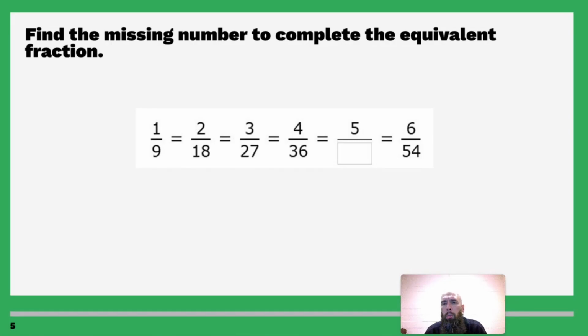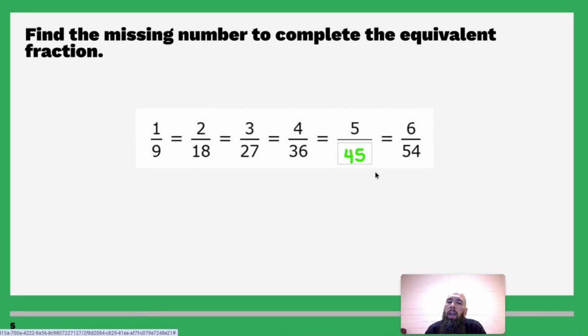Now we're going to find the missing number to complete the equivalent fraction. So we're going to need to do some pattern building here. Each of these goes up by 1: 1, 2, 3, 4, 5, 6. I can handle that. Each of these are doubled. Not doubled, no. Oh no, I take it back. So what we're doing is 1 times 9, 2 times 9, 3 times 9, 4 times 9, so this would be 5 times 9, which is 45.